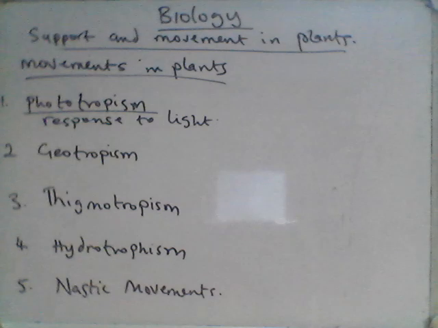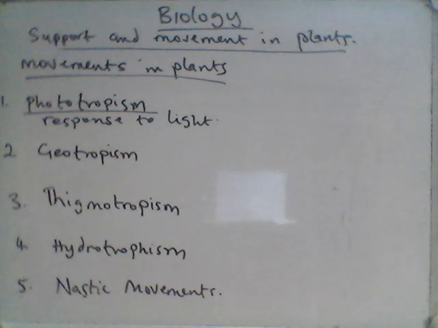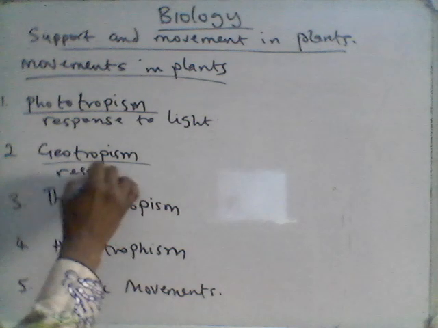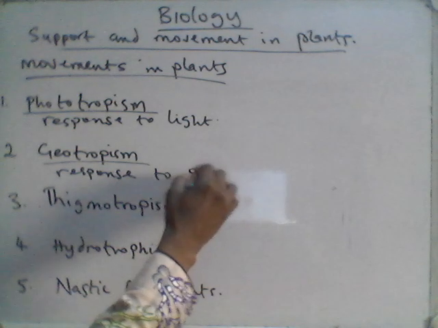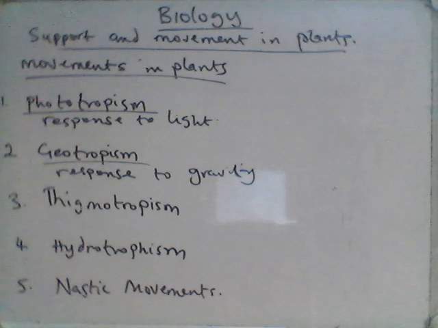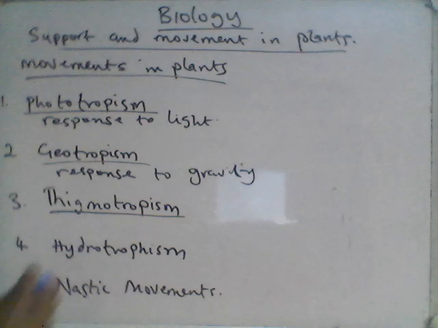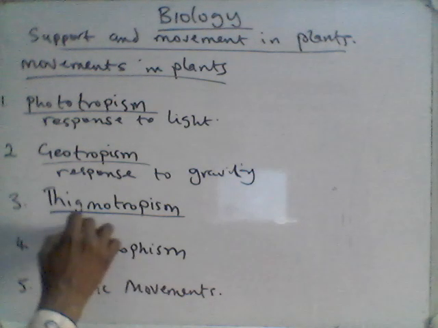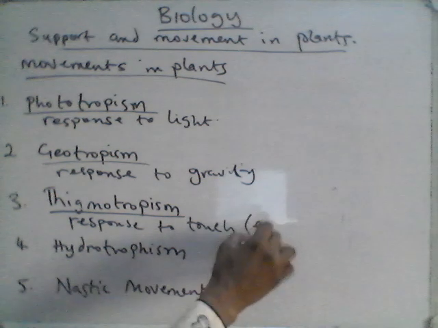Now for geotropism, I believe you can understand the first one, phototropism. So geotropism is the response to gravity. A plant's root is going down, it's gravity. Movement of the root to the ground. The root does not grow up, it goes down. The third one here is thigmotropism. Thigmotropism is response to touch, like tendrils. Response to touch, e.g. tendrils.